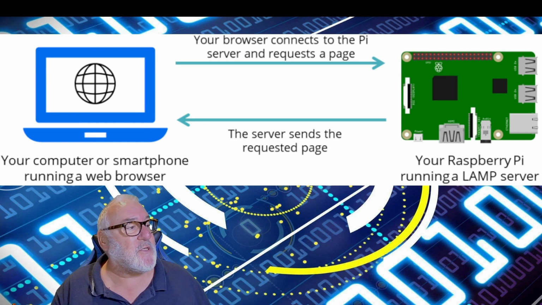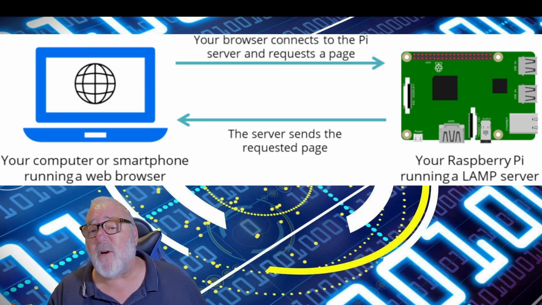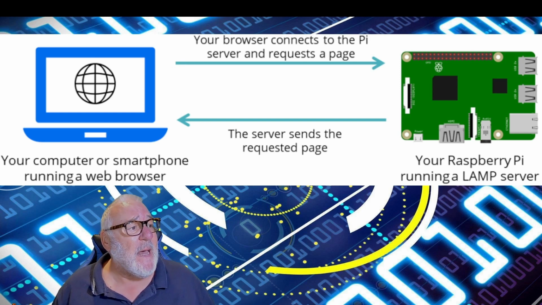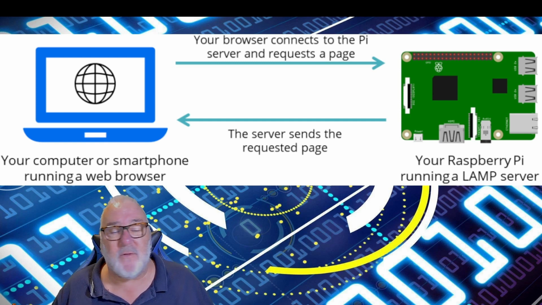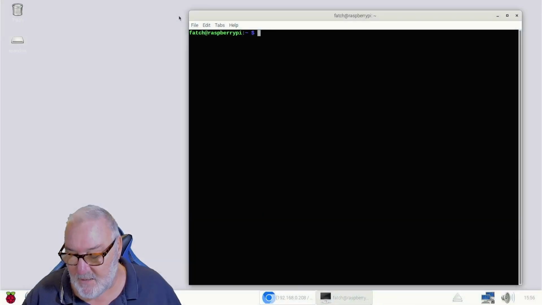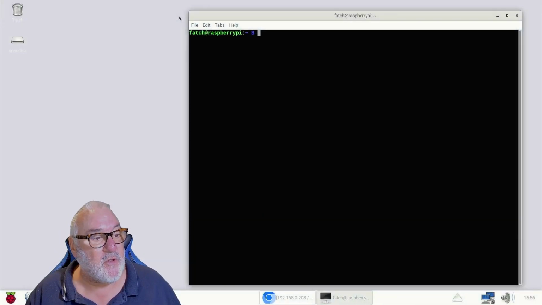The way it works is you've got your computer or your smartphone, anything that you've got a web browser on, it could be a tablet. It sends a request for a web page, goes to the Raspberry Pi that's running the LAMP server, and that sends the requested page back to the application. So that's what we want to achieve.